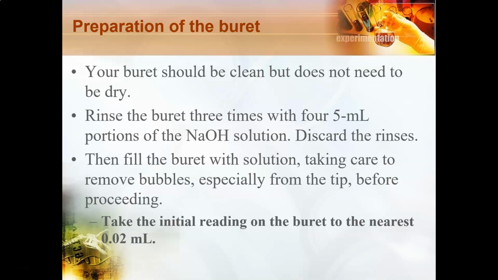So then you want to take your initial reading on the buret to the nearest 0.02 milliliters. It doesn't have to be 0. In fact, you shouldn't try to get it on 0 because we're just going to subtract the initial buret reading from the final buret reading to find out the amount of solution that we've added to the flask. So there's no need to take the time that it would take to get it at exactly 0. And we can read the buret to the nearest 0.02 milliliters. That was demonstrated in the video.